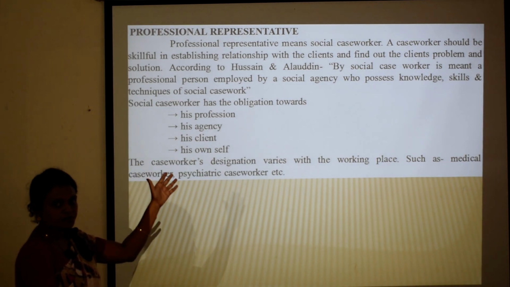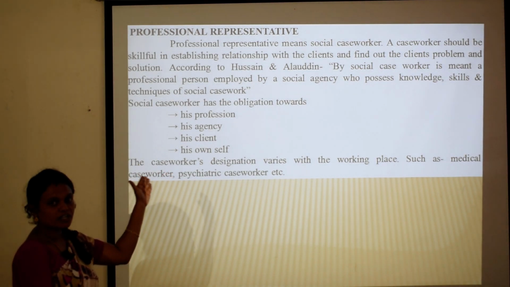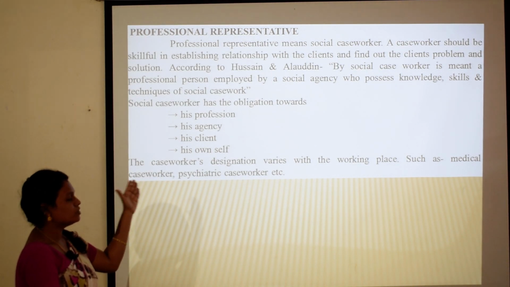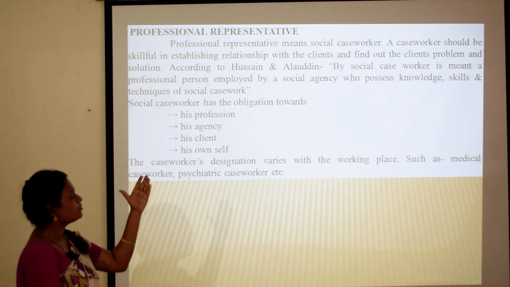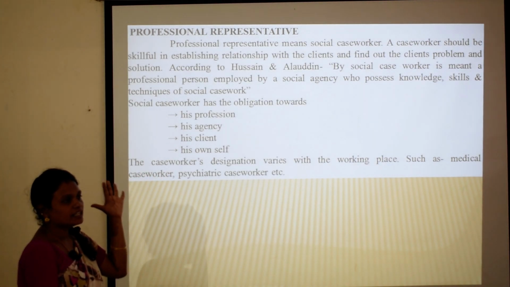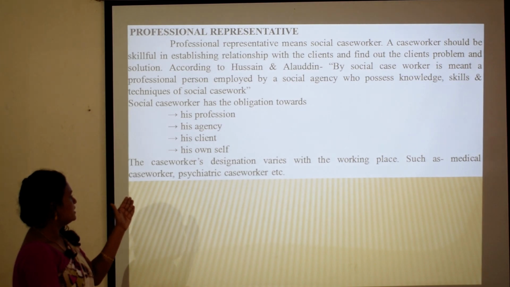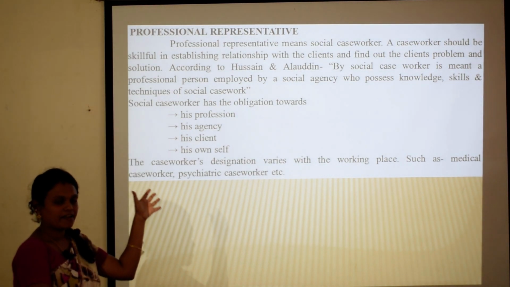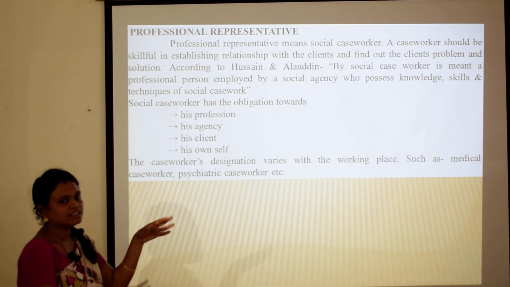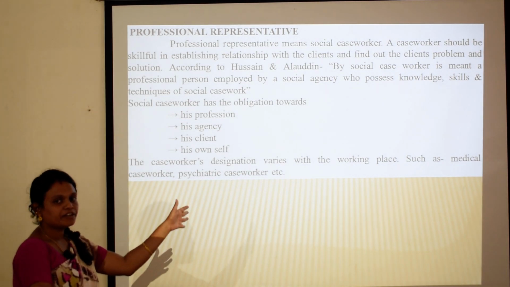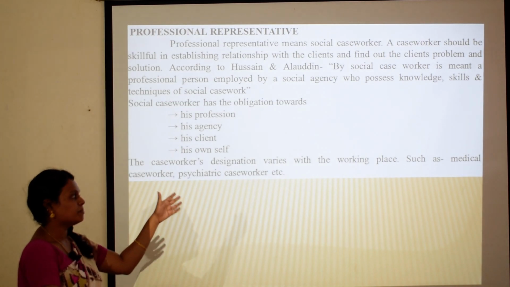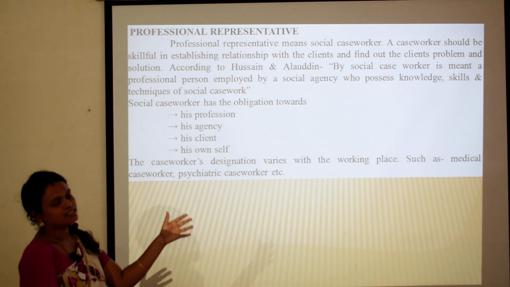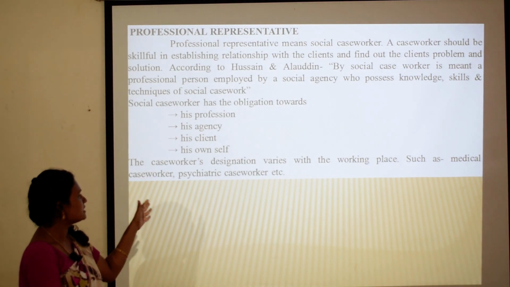So he must be a professional. Then he must be working in an agency. Then he must deal with the client. Then his own self: he must be skillful, knowledgeable and have techniques. The caseworker designation varies with the working place. So in every agency, the caseworker does not have the same designation. He must be in different fields. So he will be dealing with different places, such as medical caseworker and psychiatric caseworker.